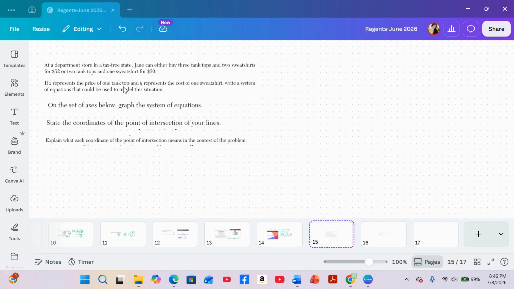In this question, you have a word problem where you're given information and you have to come up with a system of equations, and then you need to graph it and state the coordinates of the point of intersection and then explain what each coordinate means. So let me just set it up.